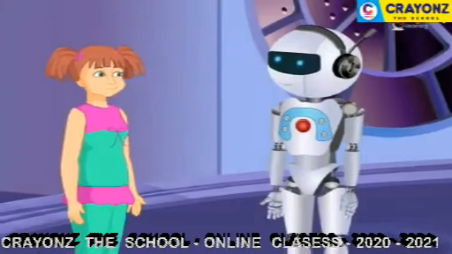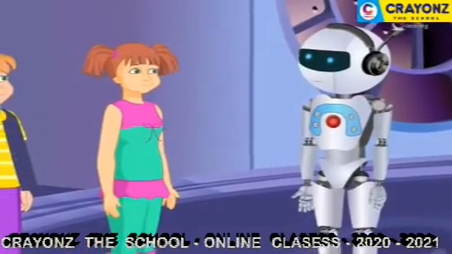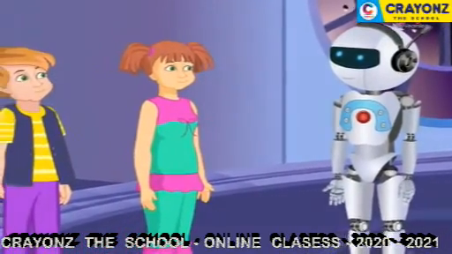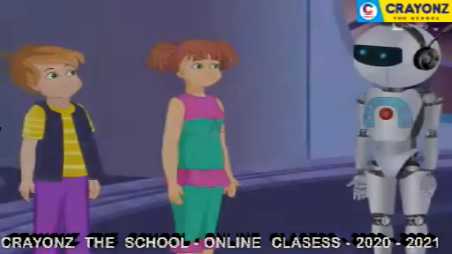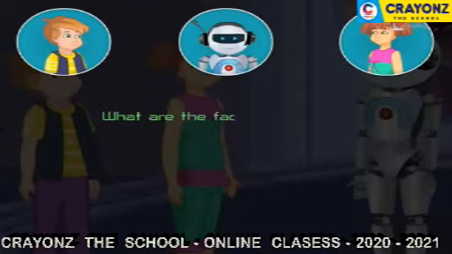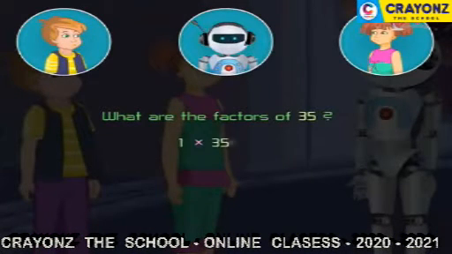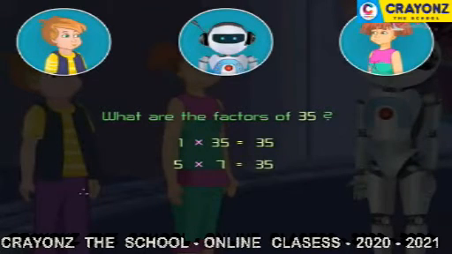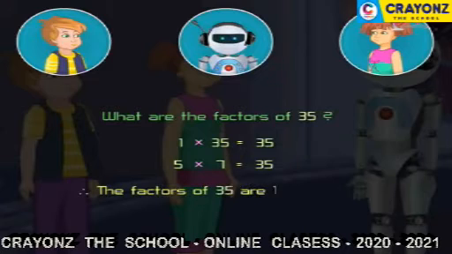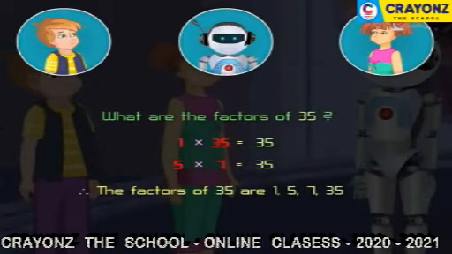Now that you know what multiples are and what common multiples are, let us try to recollect about factors of a number. You had learnt about factors in the earlier classes. What are the factors of 35? 1 multiplied by 35 is equal to 35 and 5 multiplied by 7 is equal to 35. Therefore, the factors of 35 are 1, 5, 7, 35.